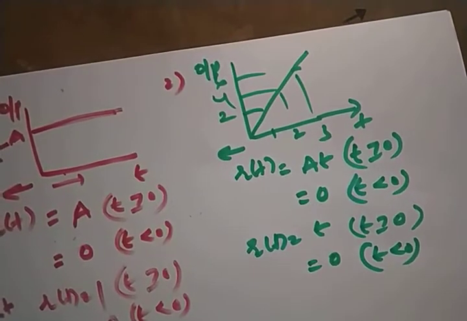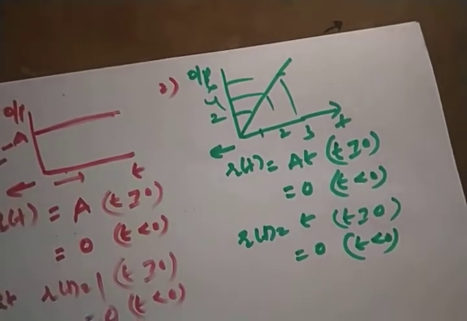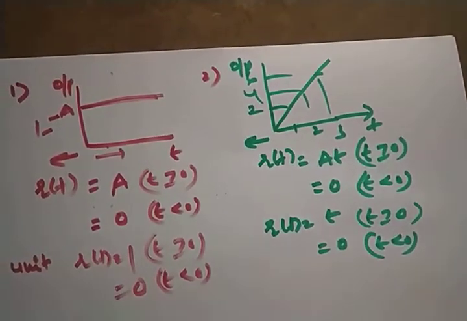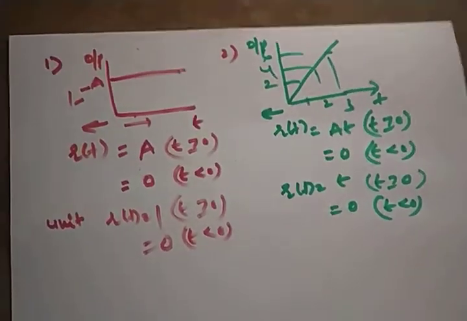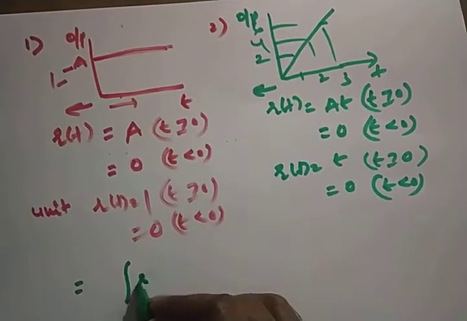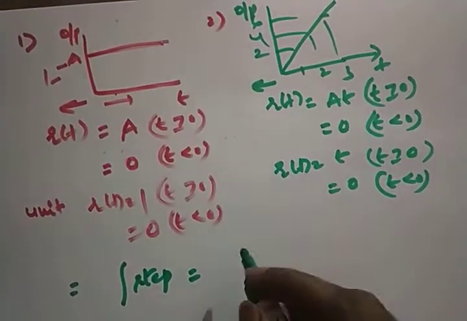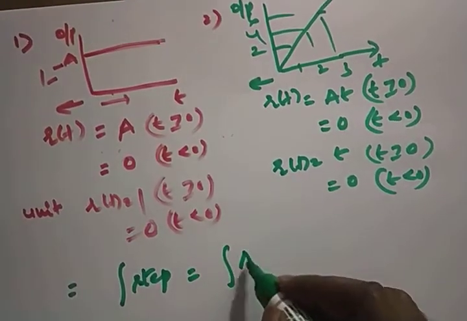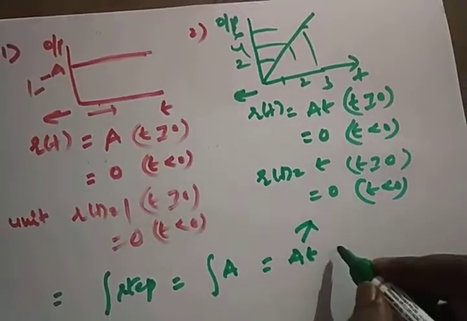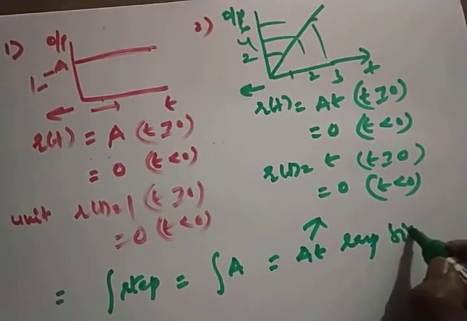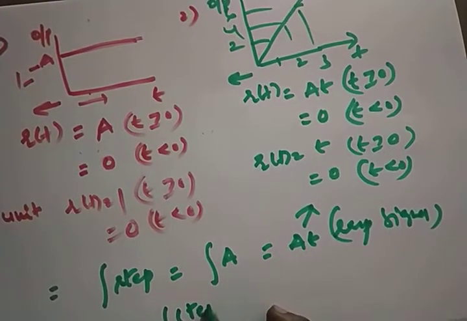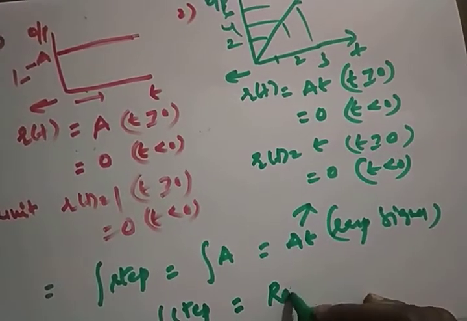So that's for the unit ramp signal. And after that, what is the relationship between these signals? You know about it: the integral of the step signal. That means the integral of a step A gives the value At. So what is this? A ramp signal. So the integral of the step signal is equal to the ramp signal.